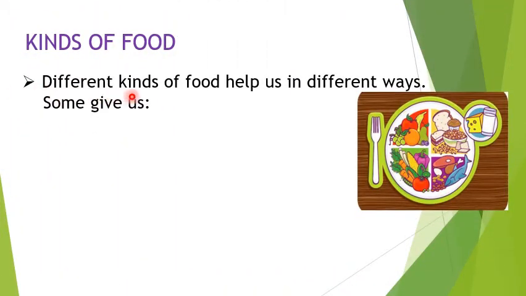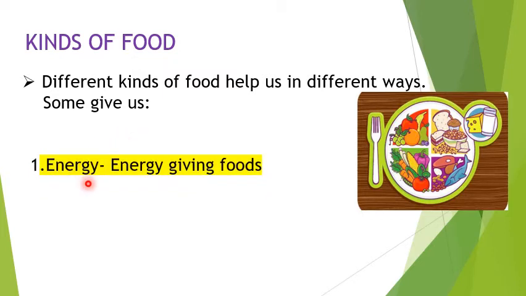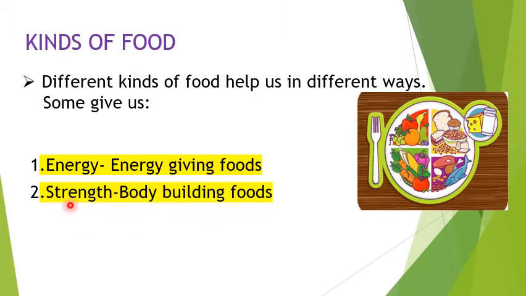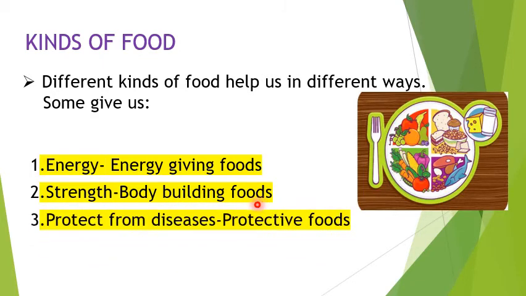Now, different kinds of food help us in different ways. Some give us energy, which are called as energy giving foods. Some give us strength, which are called body building foods. And some foods protect from diseases. They are called as protective foods. Now let us see in brief about all these foods.